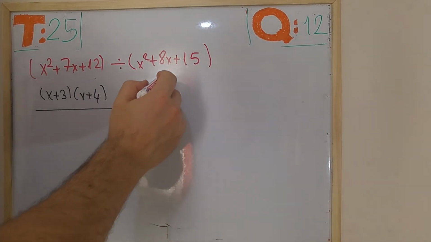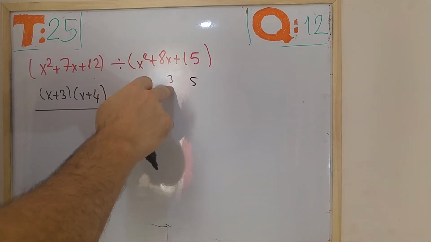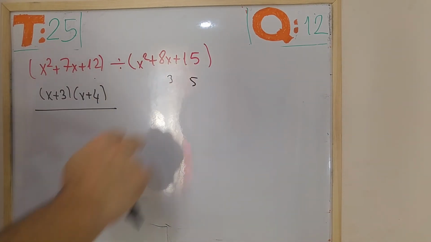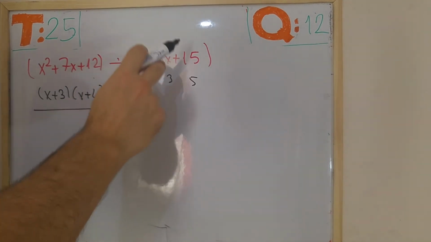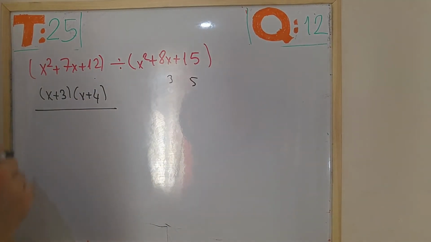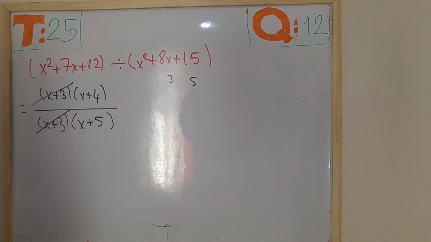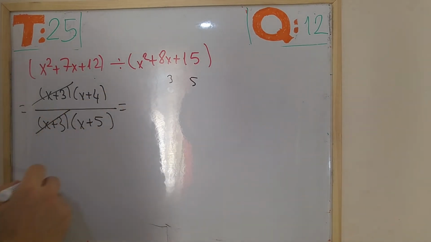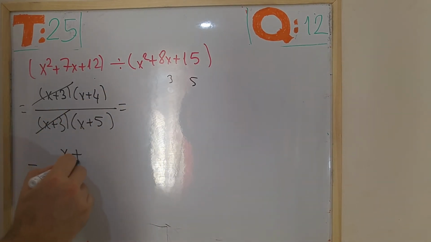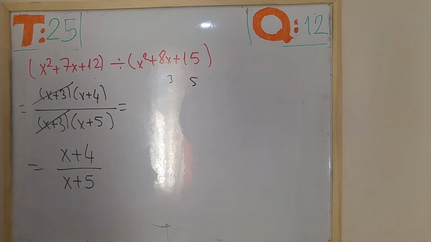Therefore, what we have here is 3 and 5. When you sum 3 and 5, you're going to end up with 8, and when you multiply them, you're going to have 15. Therefore, I just write x plus 3 times x plus 5. X plus 3's cancel each other out. What I have left is equal to x plus 4 over x plus 5, which is my answer.